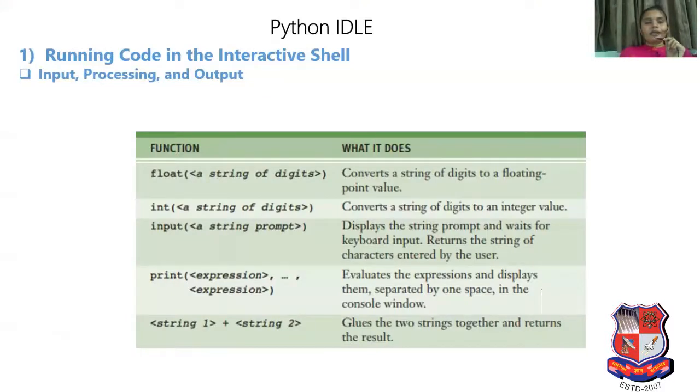Now, running code in the interactive cell, input, processing and output, these are the different functions. Float converts a string of digits to a floating point number. Integer converts a string of digits to an integer value. Input displays the string prompt and waits for keyboard input; it returns the string of characters entered by the user. Print, expression, comma, expression, evaluates the expressions and displays them. String 1 plus string 2 glues the two strings together and returns the result, so it will merge them.